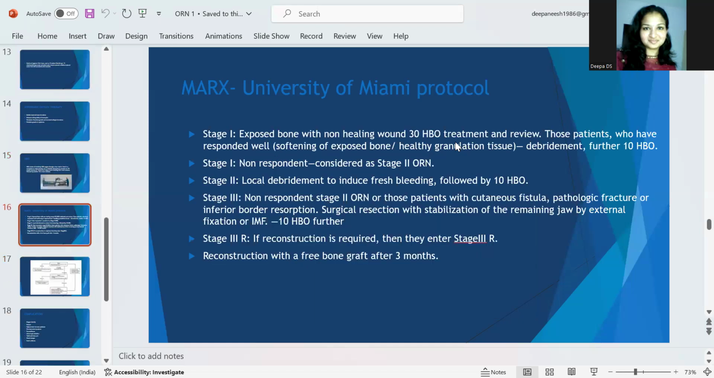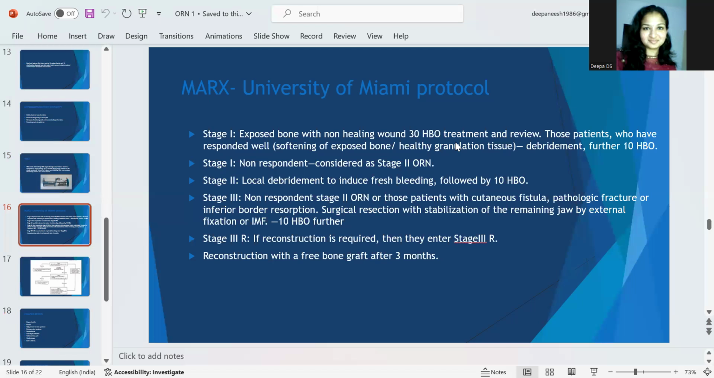According to Marx's Miami protocol, stage 1 is exposed wound with non-healing wound. 30 hyperbaric oxygen therapy sessions are given and then reviewed. Those who responded well, then an extra 10 dives is given. In stage 1, non-respondents are considered as stage 2 osteoradionecrosis. In stage 2, local debridement is done to induce fresh bleeding, followed by 10 hyperbaric oxygen therapy sessions.